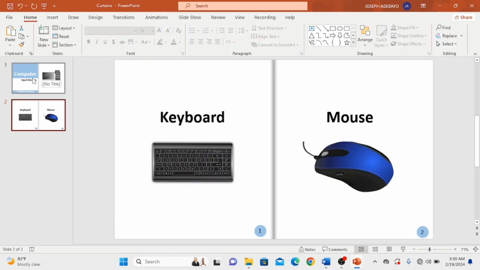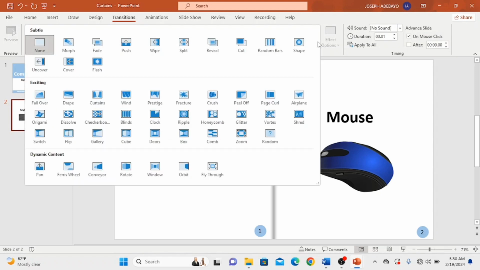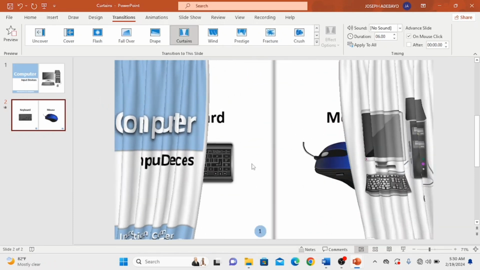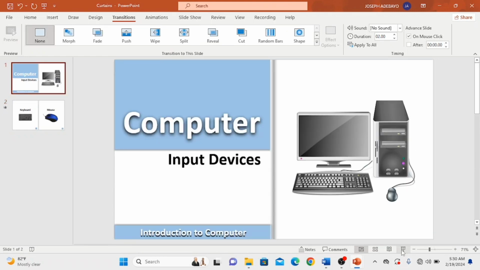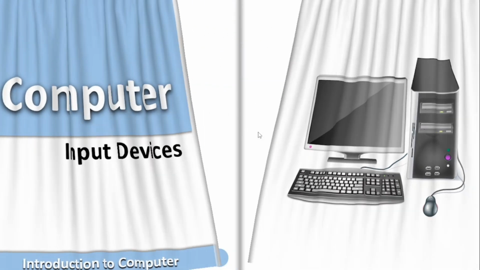I have these two slides for the sake of illustration. So I'm going to click on the second slide, then come to Transitions, click on this drop-down arrow, and look for the curtains transition. This is it. I'm going to click on it. Then this is how the curtains transition is going to look. Let's preview it in slide show mode. Click on the first slide, then let's see how it looks. Can you see? This is how the curtains transition looks.